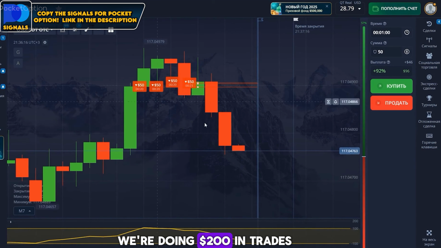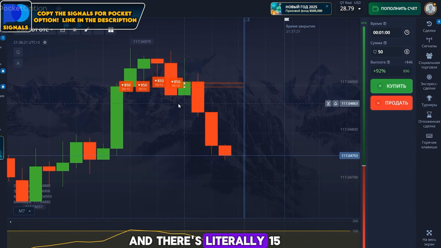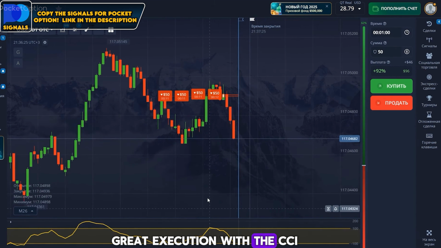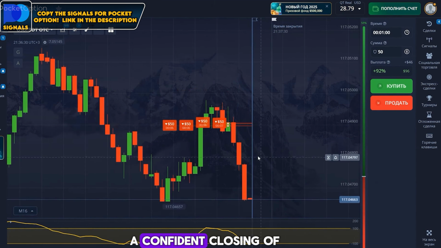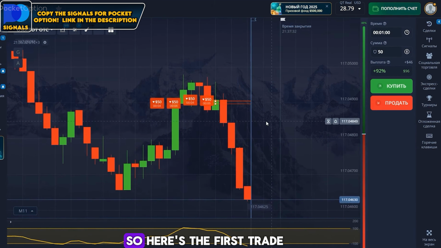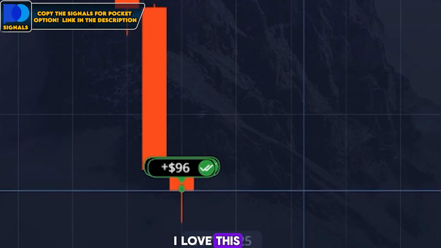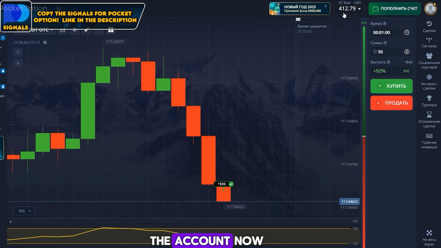We're doing $200 in trades. That's 4 trades of $50 each. And there's literally 15 seconds left. And the trade is going into profit. Great execution with the CCI. Let me explain how this indicator works. Let's wait for the closing, a confident closing of the trade. So, here's the first trade. Just a confident entry. I love this. Yes, yes. Just to the base, we have 412 in the account now.